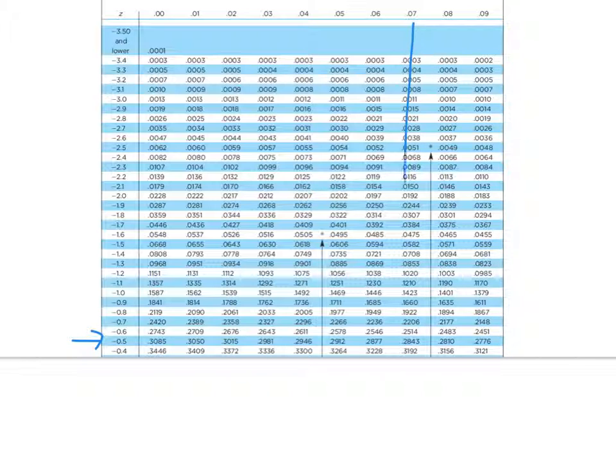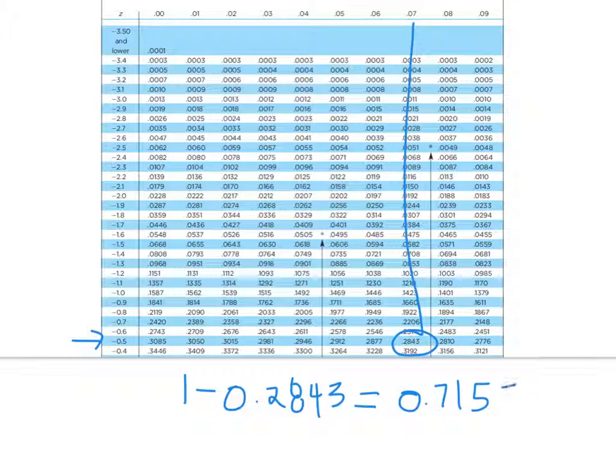And let's see if I can find 7, and I get 0.2843, but please don't forget, that's the probability it would be less than. So greater than, I need to do my 1 minus, and I get 0.7157.